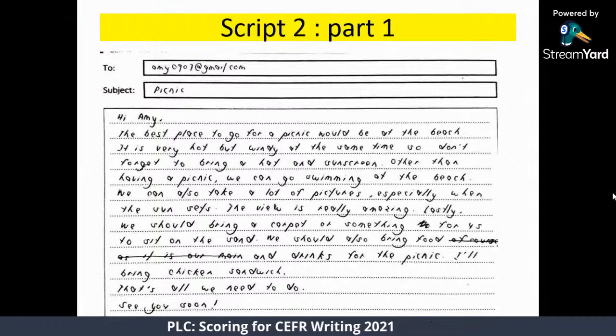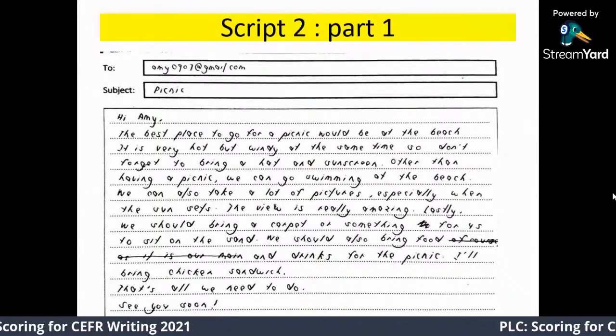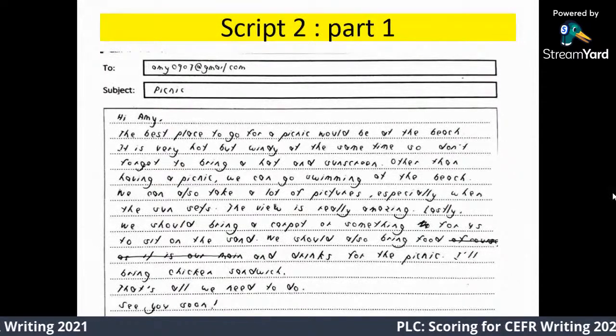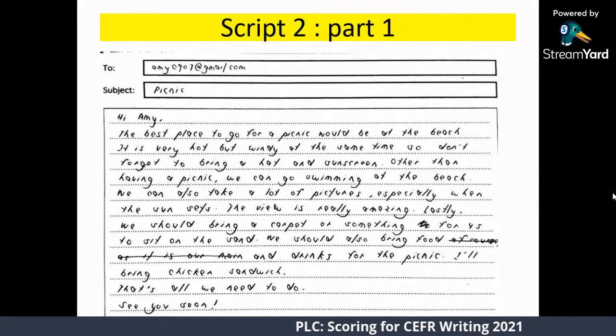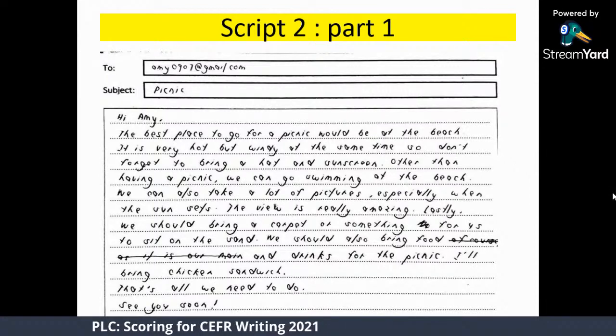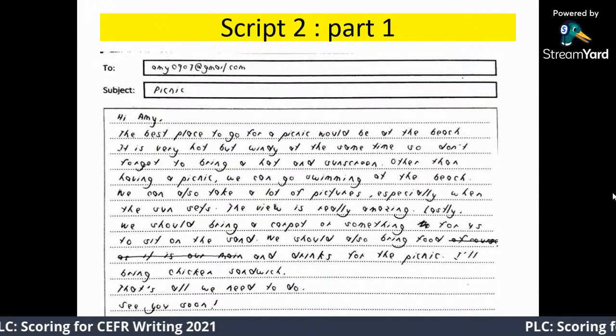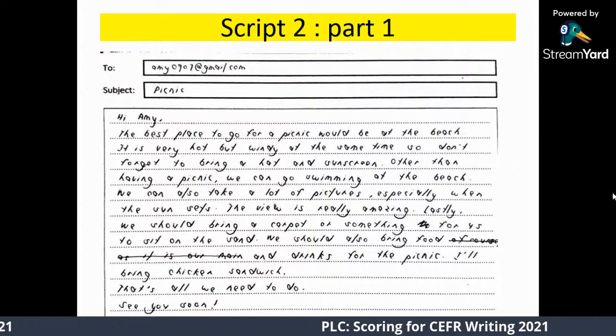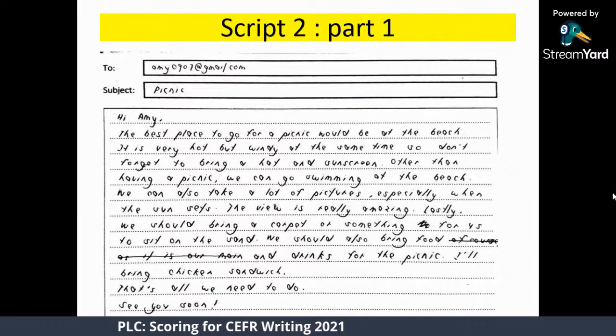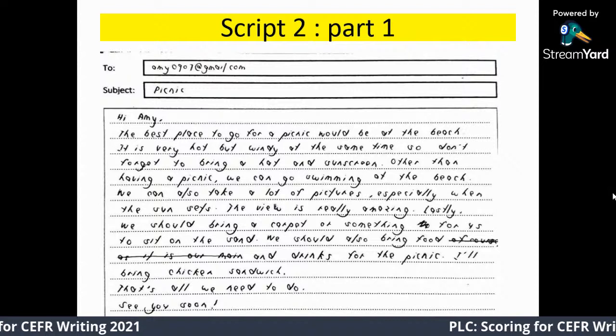Okay, so this should say the best place to go for a picnic would be at the beach. Okay, the idea of place is there. Task fulfillment 1 done. It is very hot, but windy at the same time. So don't forget to bring a hat and sunscreen. Okay, so the idea of items to bring is there. So number 2 is there. So number 2 is correct.